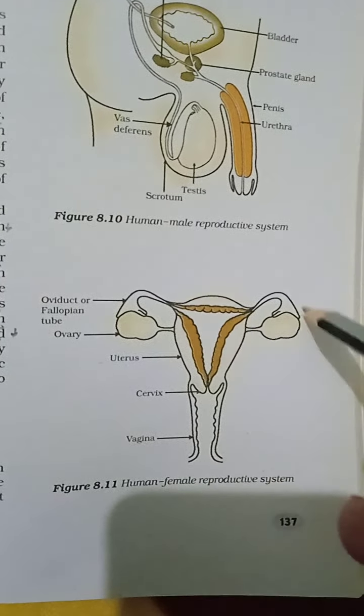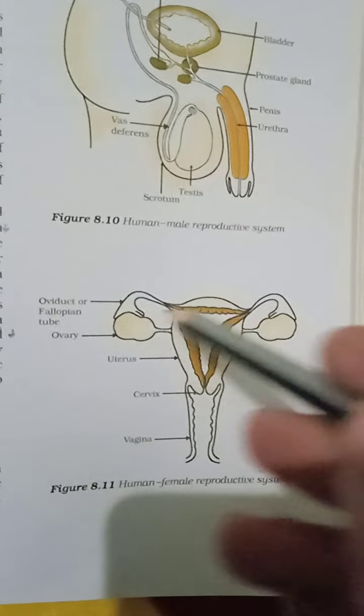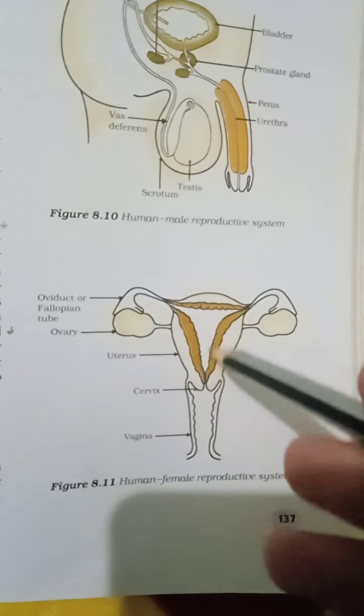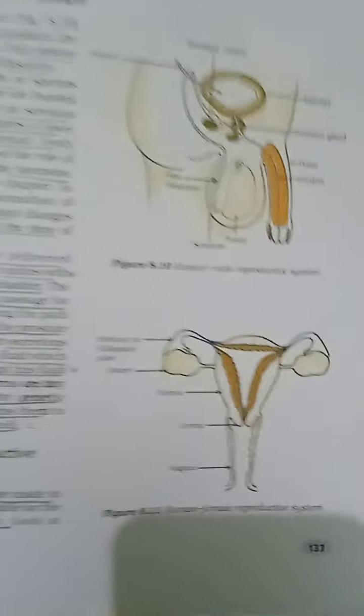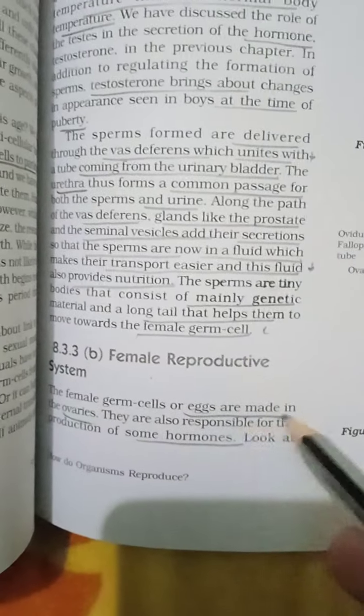This fallopian tube opens into a sac-like structure, the uterus. Okay. The ovary is also responsible for the production of some hormones. The hormones secreted from the ovary are estrogen and progesterone. Very important.